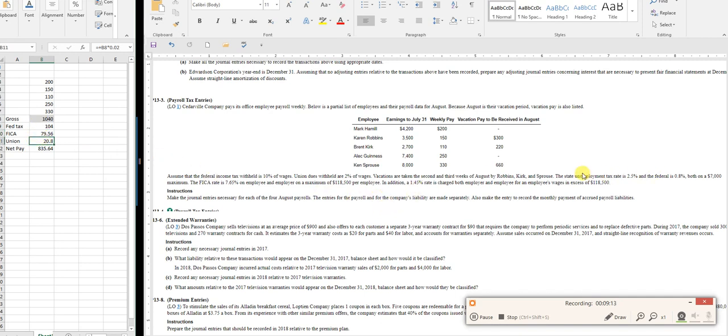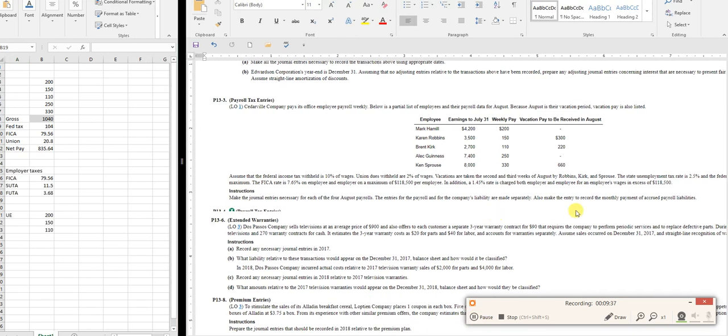The state unemployment tax rate is 2.5% and federal is 0.8%. However, unemployment taxes are not withheld from employees' pay, they're only paid by the employer. The FICA rate of 7.65% is paid by both employer and employee. So I can also do the employer portion. I'll pause this just a second.